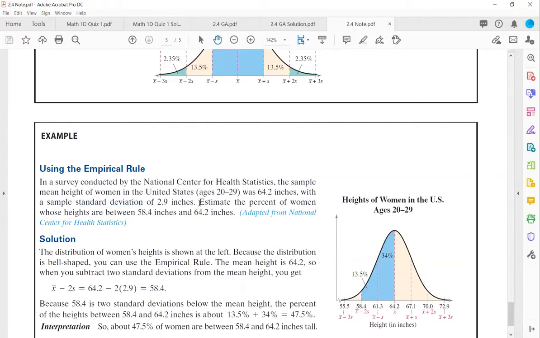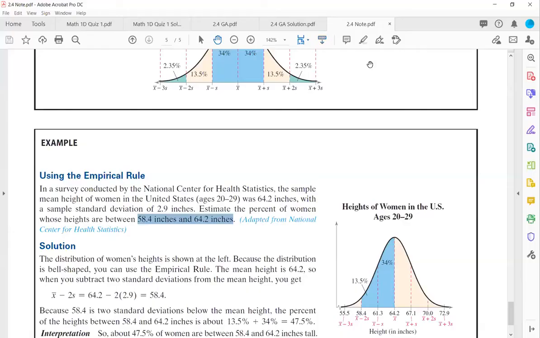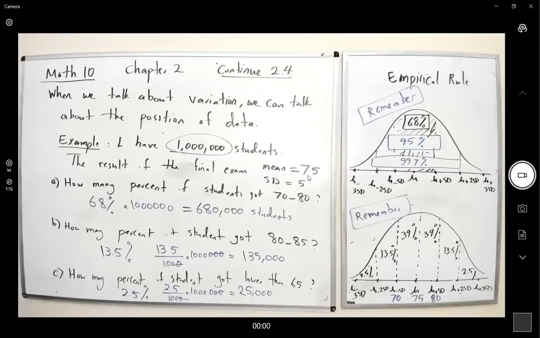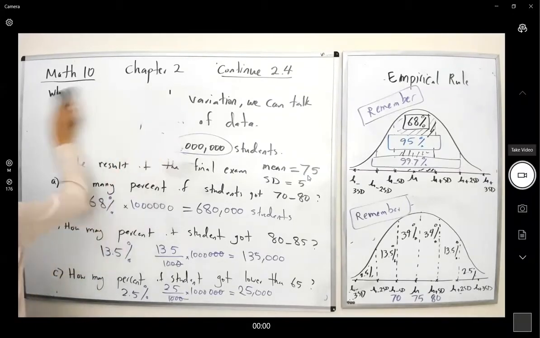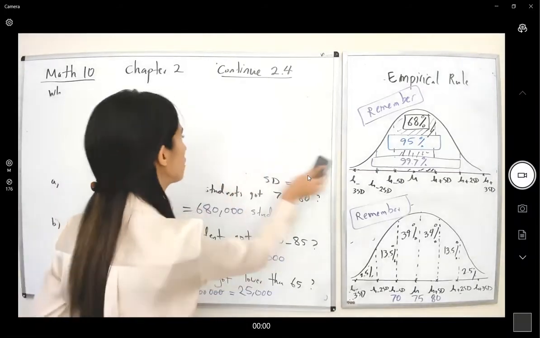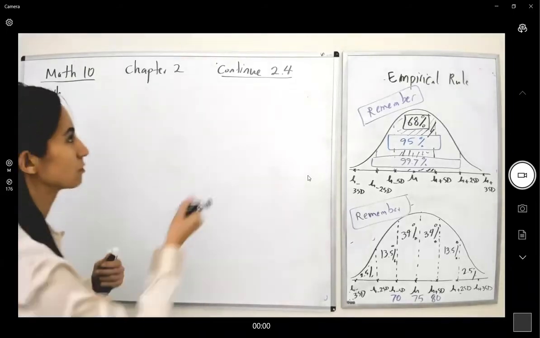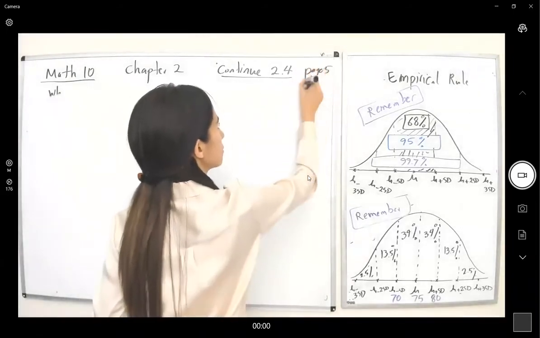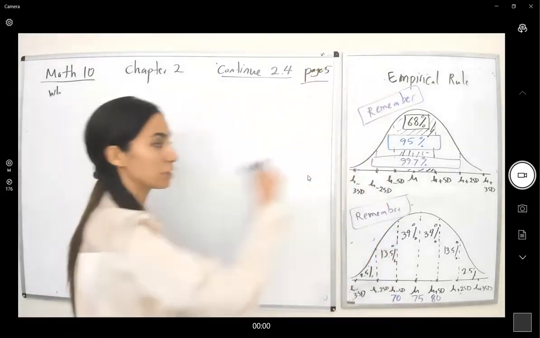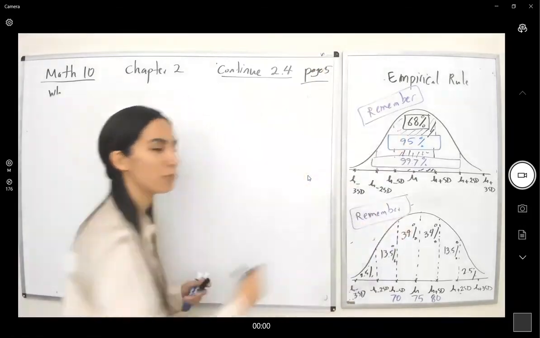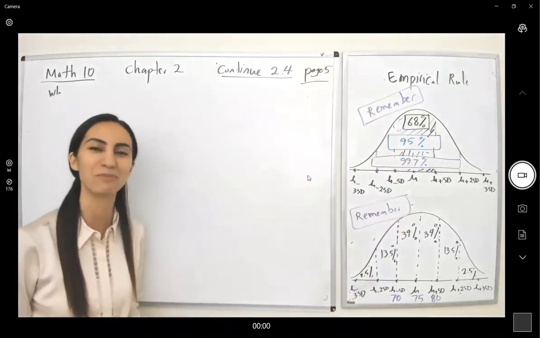Question says, estimate the percent of women whose heights are between 58.4 inches and 64.9 inches. Let us solve this example together. So we are on page 5, last page on 2.4. And remember that we have a nice rule. We remember these numbers, and we're going to use these numbers to have the approximation or estimation.